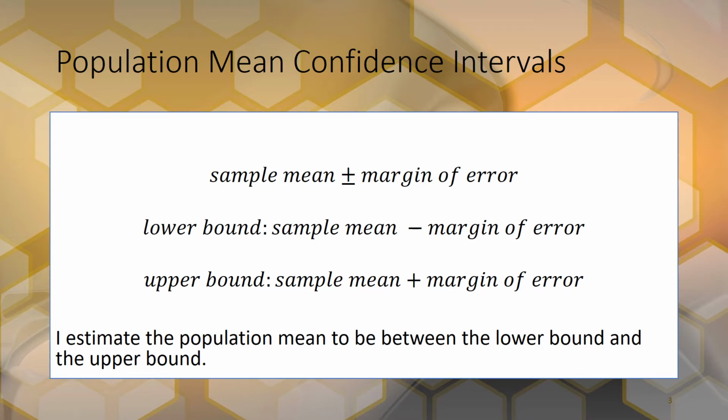So remember, a confidence interval is estimating the population parameter, which is the population mean in this case. We're going to use the sample mean to estimate it, but we're not really sure exactly what it is. So we have to put a margin of error on it and say, we think the population mean is between these two numbers, a lower bound and an upper bound. So you can say something like this: I estimate the population mean of whatever variable you're talking about to be between this number and this number, which is the lower bound and the upper bound.